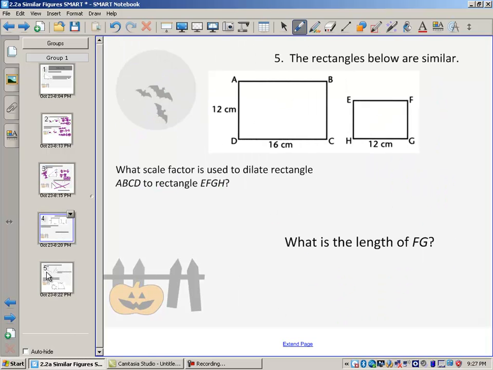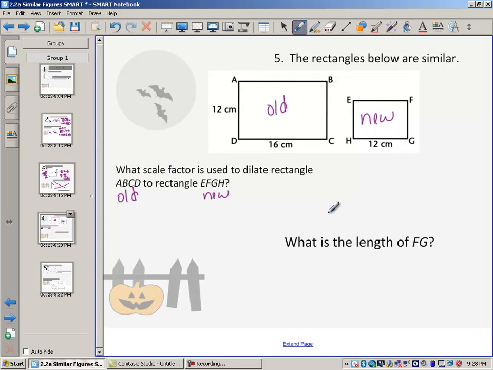So the next question, number 5, you have 2 rectangles, they're similar. The question here asks, what scale factor is used to dilate rectangle ABCD, this one, to rectangle EFGH? When we are given the words, you have to read them to determine what's new and what's old. If I'm taking ABCD to EFGH, that makes EFGH my new one and ABCD my old one. You have to read the words to know. So this is the old and this is the new.